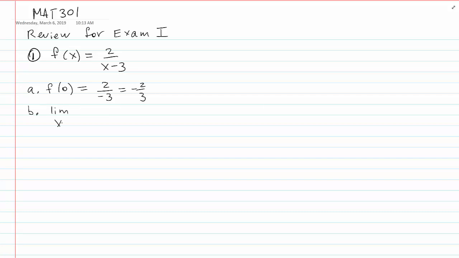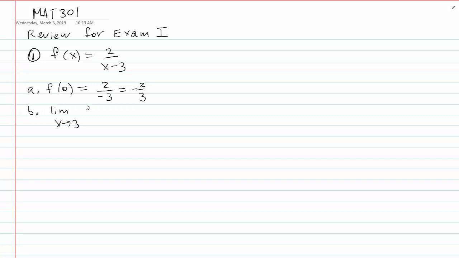Okay, so let's begin. We start with question number 1, which asks us to find the derivative. They're asking us to consider the following function: 2 divided by x minus 3. For the first part, we need to evaluate the function at 0. That just means substituting the value inside the function, which gives us 2 over negative 3, or negative 2/3.